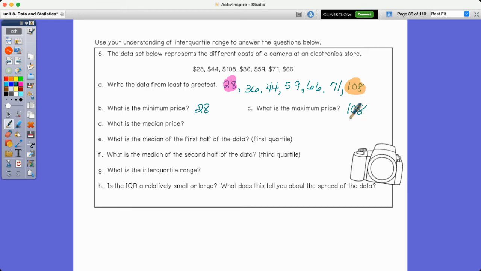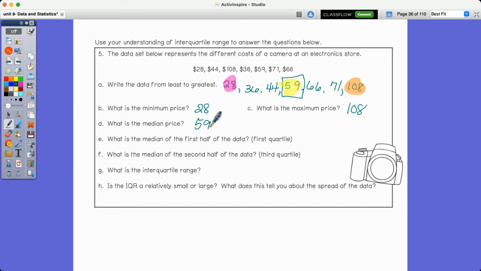So what's the median price? I need the middle price. Normally I would cross out, but I need to do things with this data, so I don't want to cross out for real. I'm just going to do this here. The middle of my data is right here. We'll highlight that yellow. So this is our median, and that is 59.